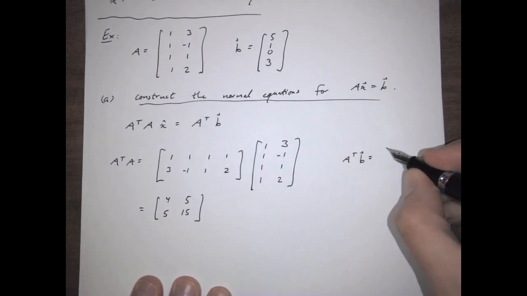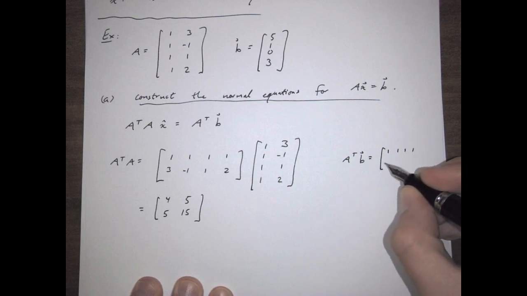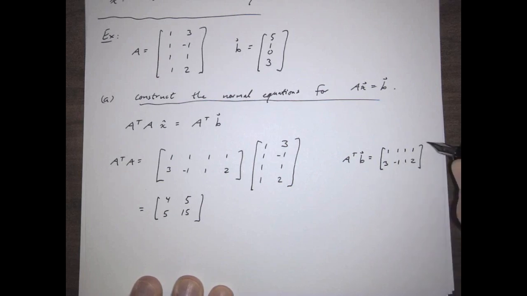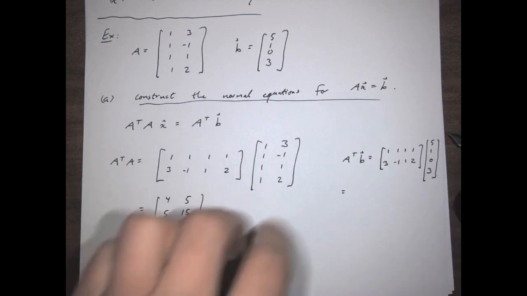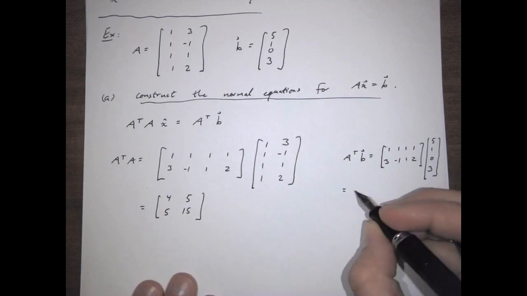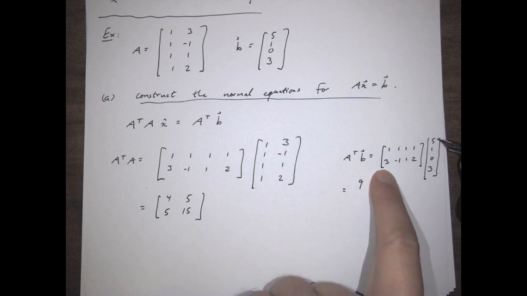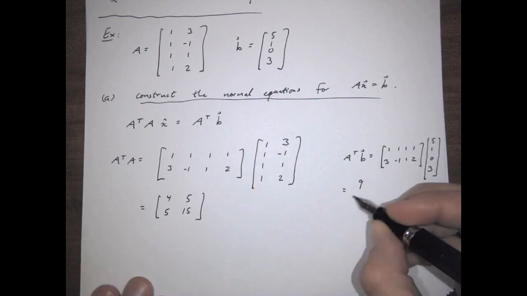And then we need the A transpose B. So now we do again 1, 1, 1, 1, 3, negative 1, 1, 2, and now it's times B, which is 5, 1, 0, 3. You can use a calculator on this, or you can just calculate it by hand, and it's going to be 5 plus 1 plus 0 plus 3, so that adds up to 9. And then down here, we're going to have 15 minus 1 plus 0 plus 6, which adds up to 20.